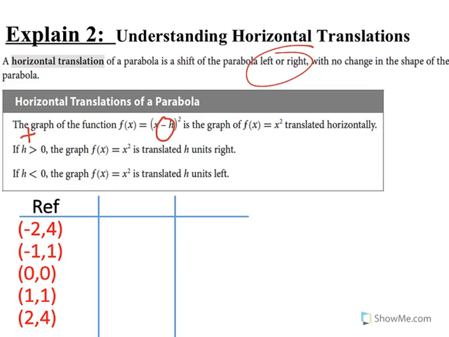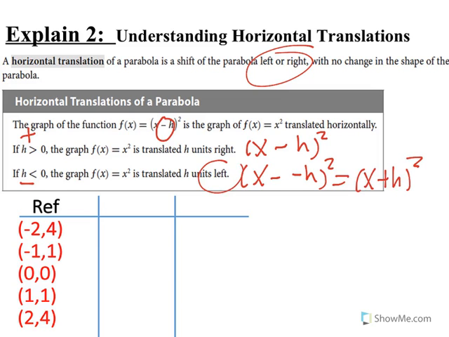If h is negative, that means less than 0, the graph of the function f of x equal to x squared is translated to the left. So if you see something that looks like x minus a negative h squared, when the double negative becomes a plus, it looks something like x plus h squared. That means we shift to the left. Okay? Right. Okay, so then our reference point is going to be now negative 2 plus h, and the k and the y stay the same.